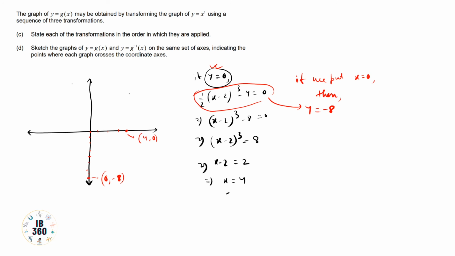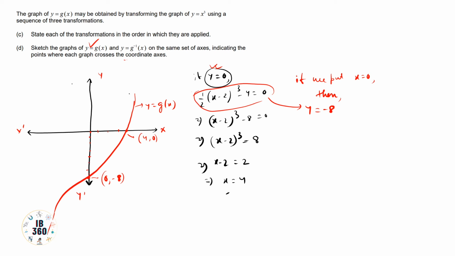Now you just need to join the points for plotting the graph. This is your x-axis and this is your y-axis. So the points will be like this. As you can see, we have sketched the graph of y equals g(x). It is done. Now the task is y equals g(x) and y equals g inverse of x on the same set of axes, indicating the points where each graph crosses the coordinate axes.